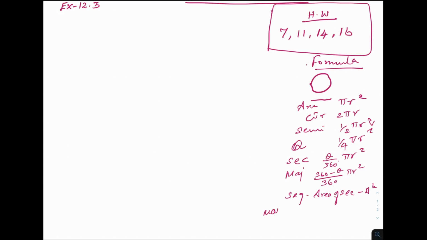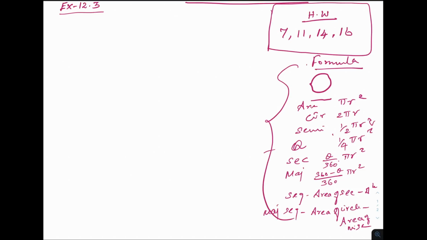And then major segment, we know, is area of circle minus area of minor segment. So all these we have learned so far. So using that we have solved so many problems. Now up to exercise 12.3, sixth question I completed.